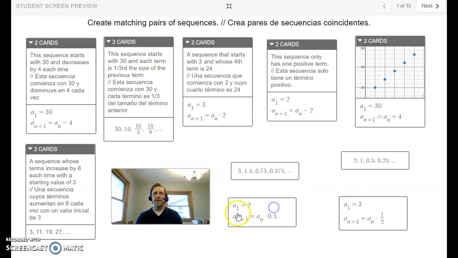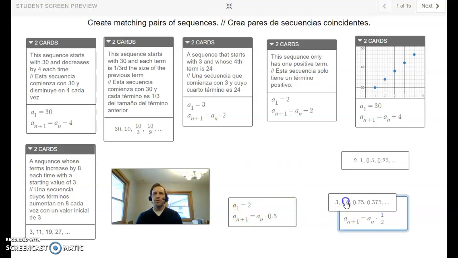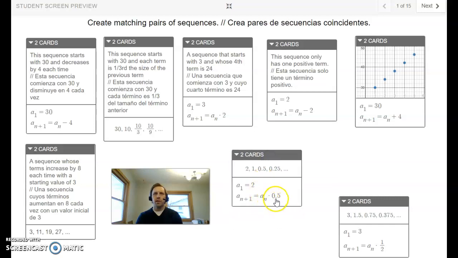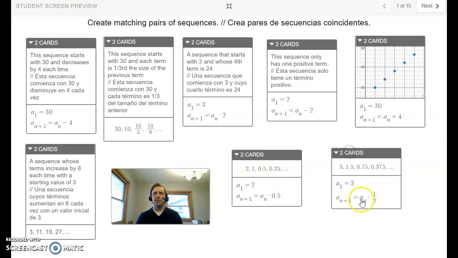And then I have these two. Well, this should be easy, right? Because this says the first term is 2. This one says the first term is 3. So boom, first term 3, first term 2. Let's double check. Multiplying by 0.5. So 2 times 0.5 is 1, times 0.5 is 0.5 times 0.5. Yep, that works. This one's multiplying by 1/2.